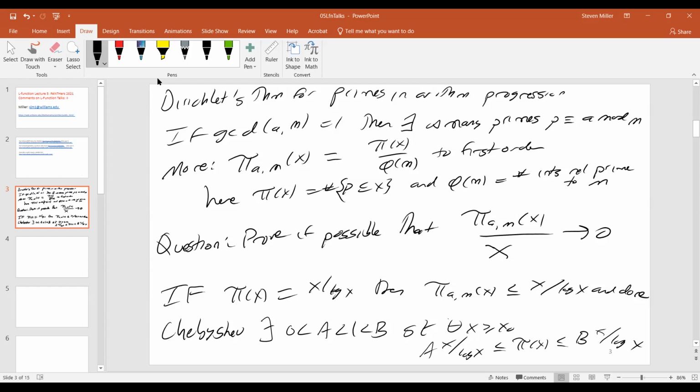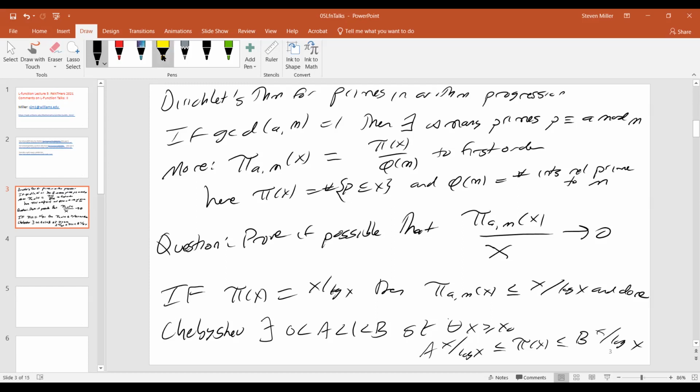It would give us a bound of pi of x that's sufficient to prove something like this. As a general rule, mathematicians are lazy. We try to do the simplest calculation possible without doing much work. Years ago, I gave a number theory test where I asked the students to prove that there were infinitely many composites in arithmetic progression.